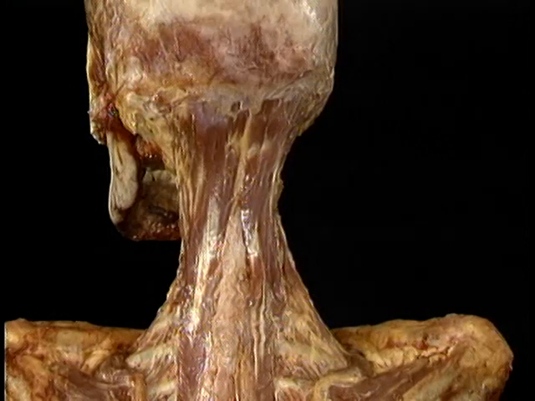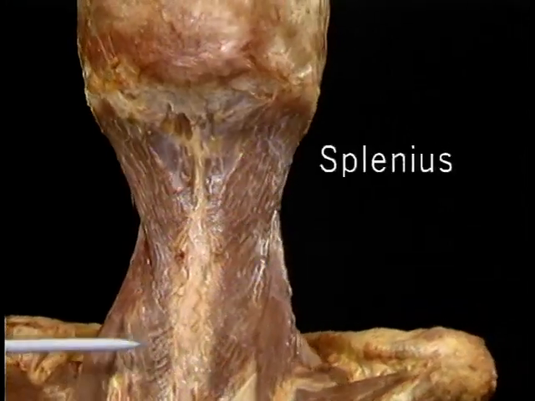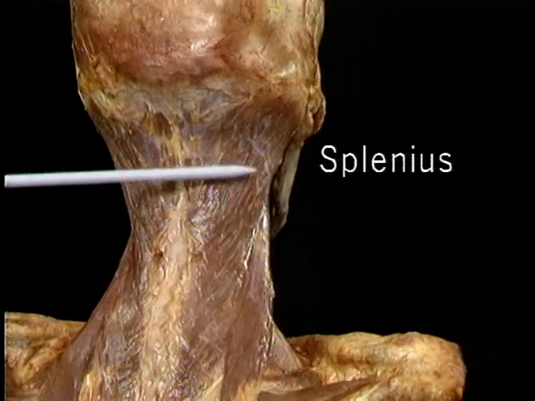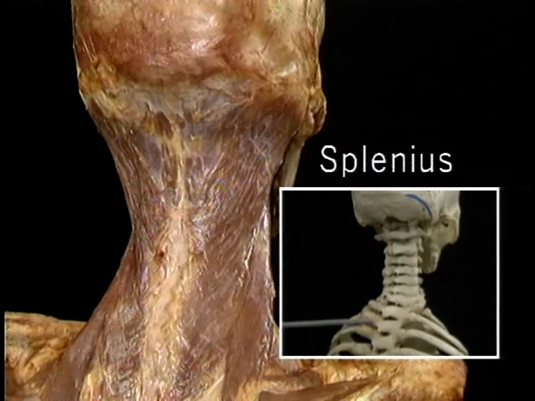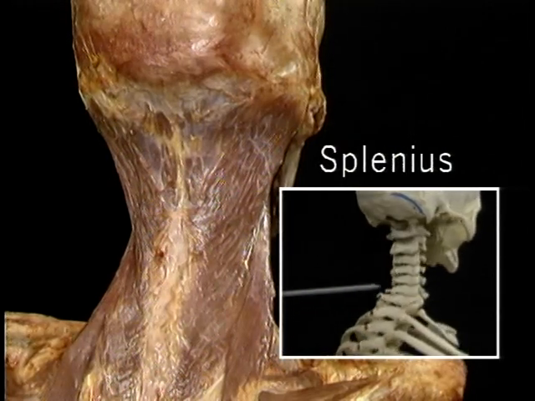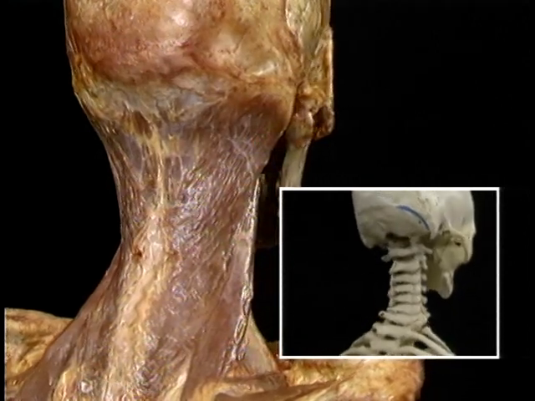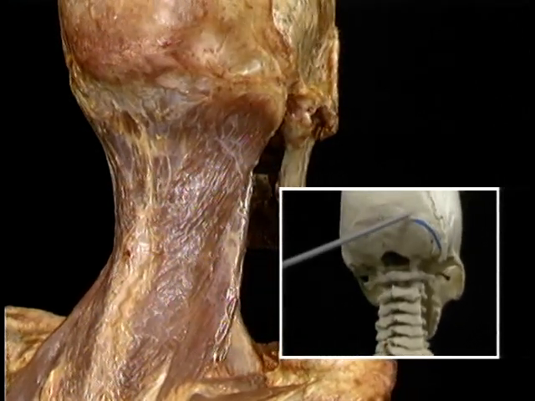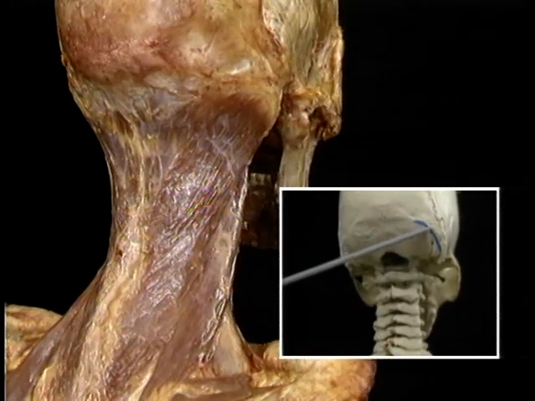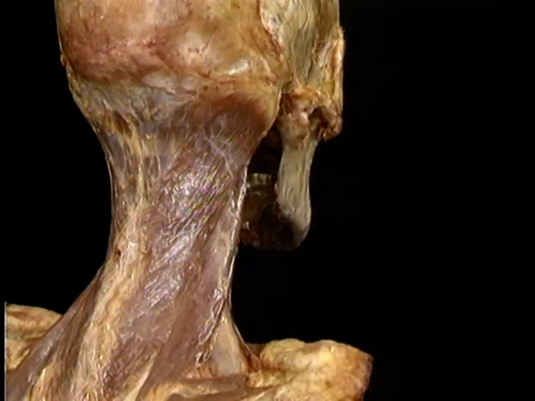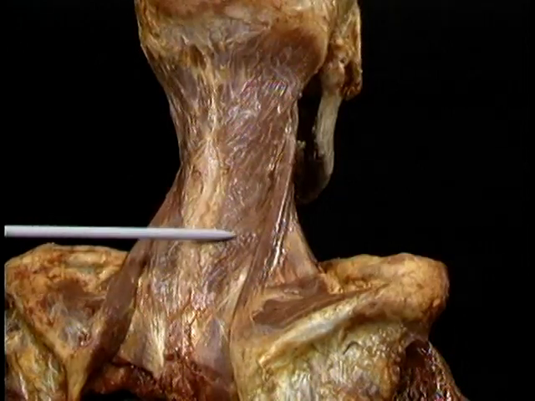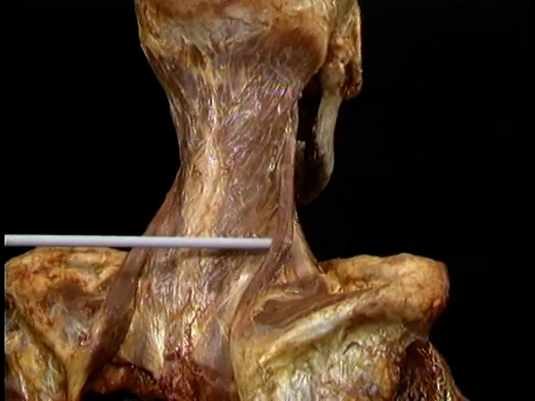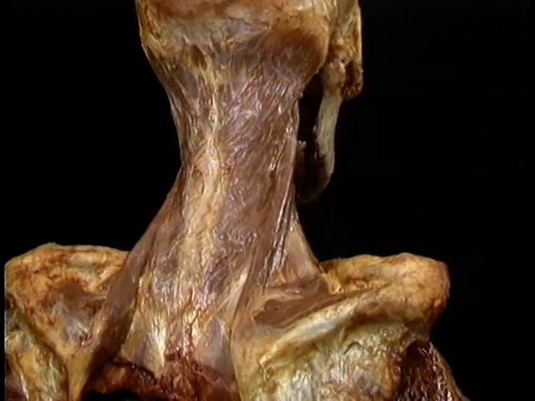Next we'll add splenius to the picture. Here's splenius. It's a broad strap of muscle which arises from the spinous processes of T3 to C7 and from the lower half of the nuchal ligament. Splenius passes upward and laterally to insert in the lateral half of the superior nuchal line and on the back of the mastoid process. Splenius assists in rotating the head toward the same side. This muscle besides splenius is levator scapulae, which is shown in volume 1 of this atlas.